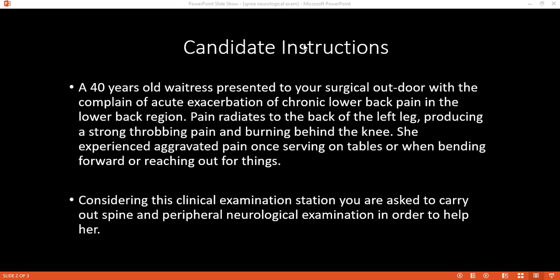On neurological examination, all muscles are normal except for a weak big toe extension, and there is diminished sensation on the dorsum of the foot. So my main differential diagnosis is lumbar disc herniation. At what level? At L5.